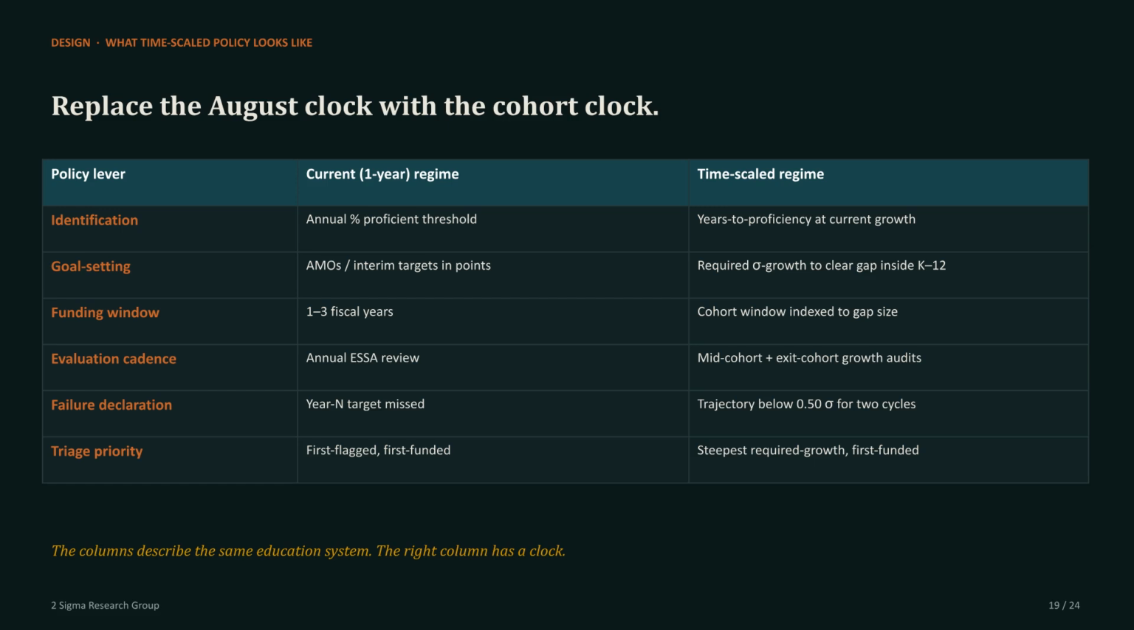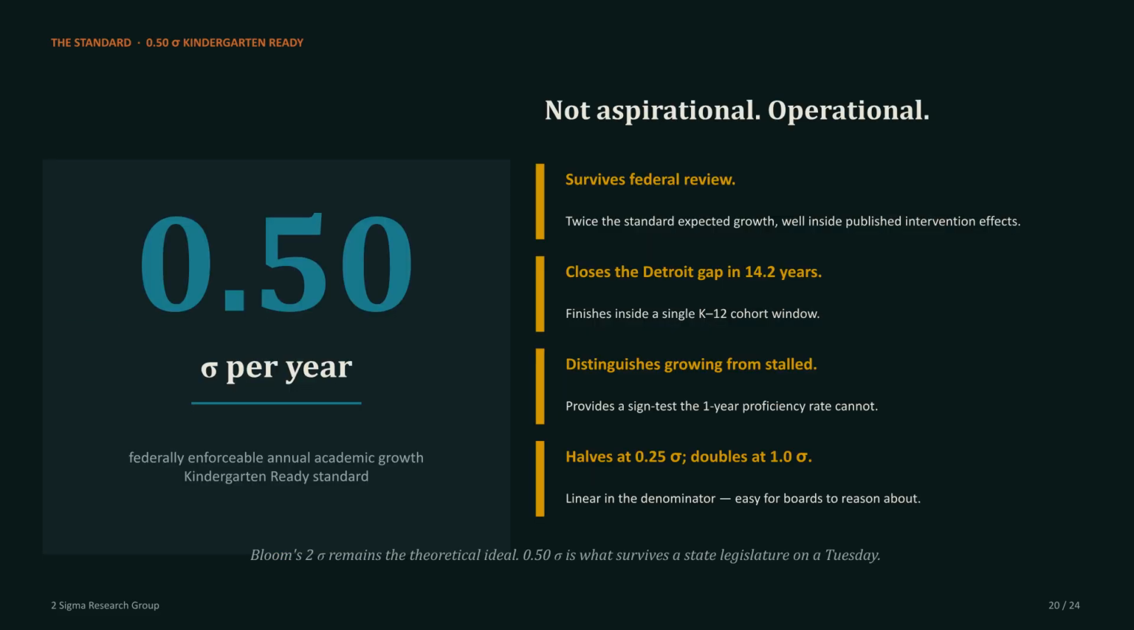Implementing a time-scaled regime means replacing the 1-year policy clock with the cohort clock. This shifts policy levers from annual targets to years to proficiency, required sigma growth, and cohort-indexed funding windows. The operational standard proposed is 0.50 sigma per year. This federally enforceable standard is twice the expected growth, closes the Detroit gap in 14.2 years, distinguishes growing from stalled districts, and is linear and easy to communicate.